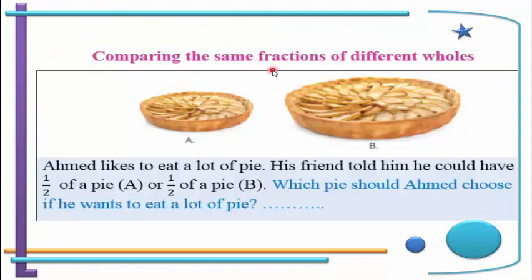Comparing the same fractions of different wholes. Ahmed likes to eat a lot of pie. His friend told him he could have half of a pie A or half of a pie B. Which pie should Ahmed choose if he wanted to eat a lot of pie? Excellent. Pie B, because pie B is greater than pie A.